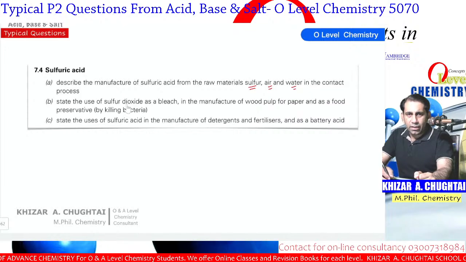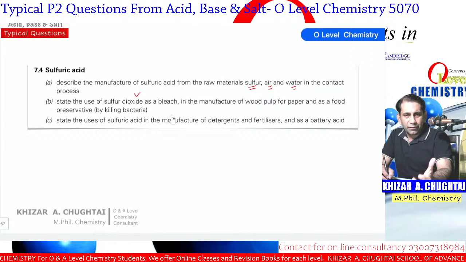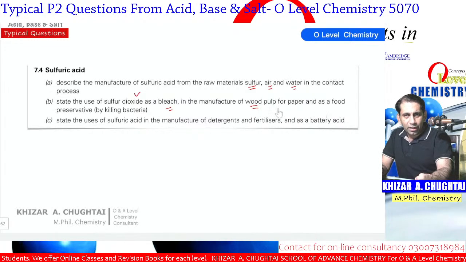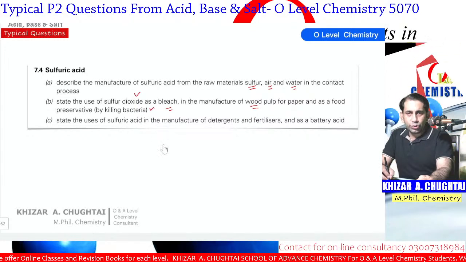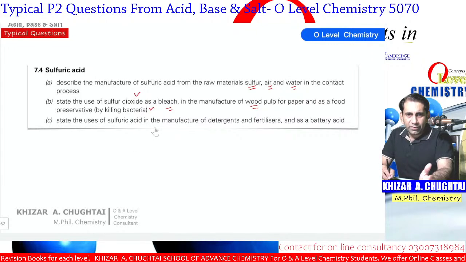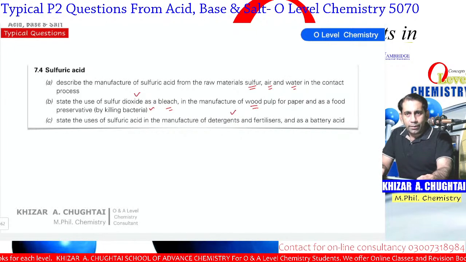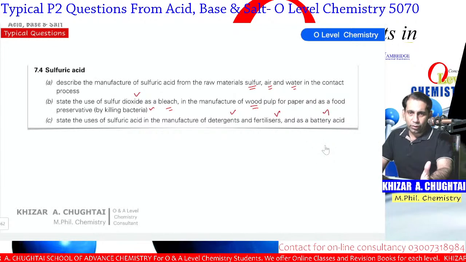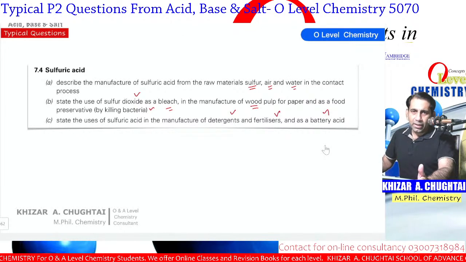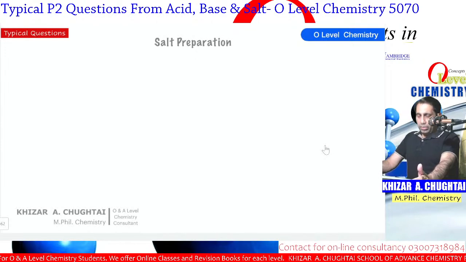In this case, once again, sulfur dioxide is used as a bleach, to bleach wood pulp for the production of paper, and as a food preservative to kill bacteria, and so on. The next one is the uses of sulfuric acid: in detergent, in making fertilizer, and as battery acid or battery electrolyte. Now come to the next one, that is salt preparation.